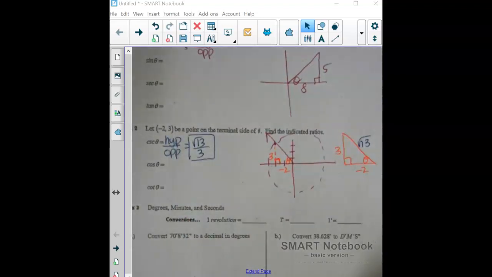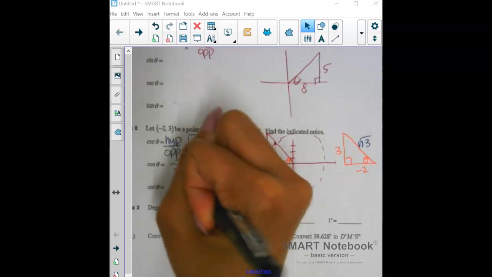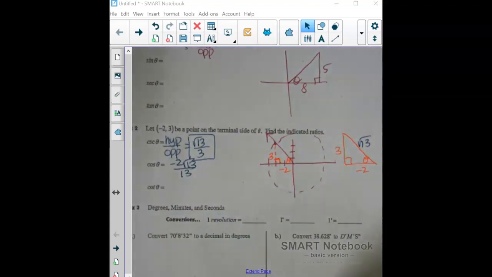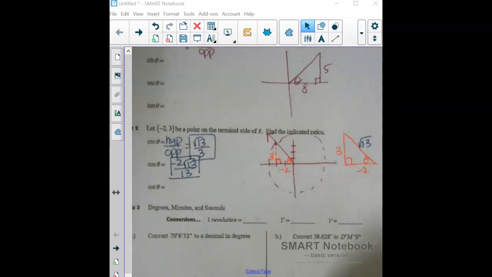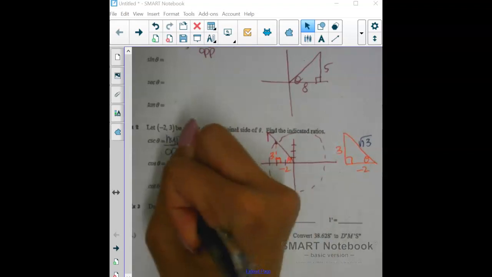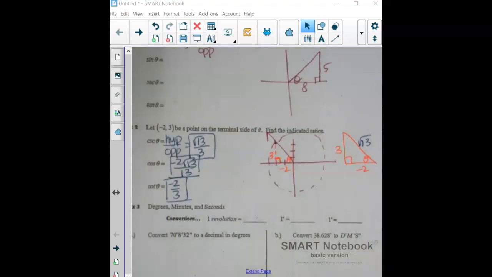Okay, for cosine, Itzel, what did you get for cosine? Ooh, you had to rationalize? Yes, that's exactly it. -2 square root of 13 over 13. And then the last one, cotangent. Chelsea, what did you get? -2 over 3, no radical? Yep, that's okay. That's your answer.